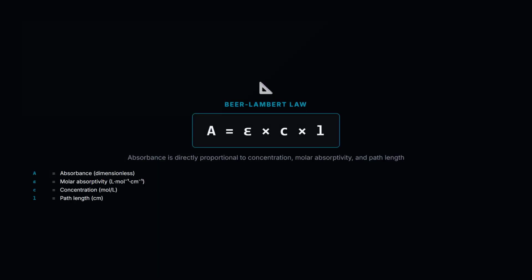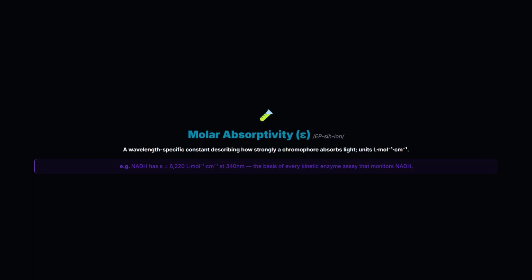Here's the law itself. Absorbance equals the molar absorptivity of your chromophore, multiplied by concentration, multiplied by the path length the light travels through the sample. Every colorimetric assay on your analyzer is this equation solved backward for concentration. Molar absorptivity, epsilon, is a fixed physical constant for a given chromophore at a given wavelength. It tells you how strongly that specific molecule absorbs light. It's why every colorimetric method specifies an exact wavelength. Change the wavelength and you change epsilon entirely.